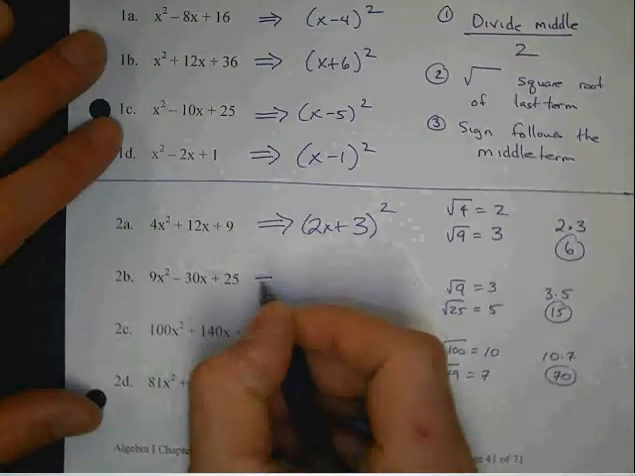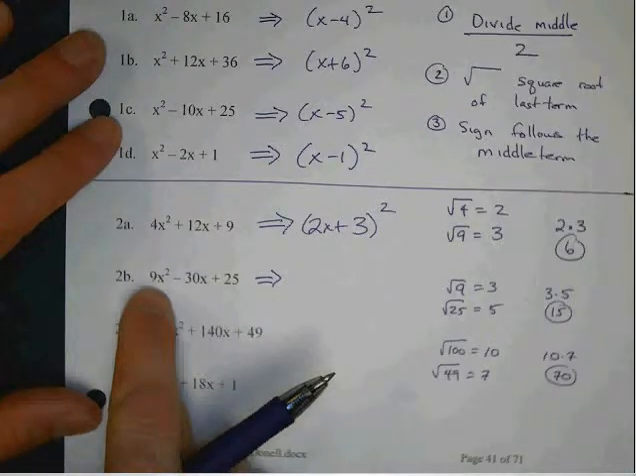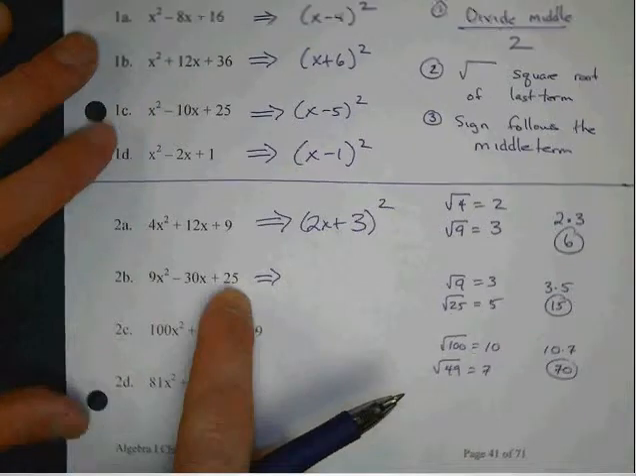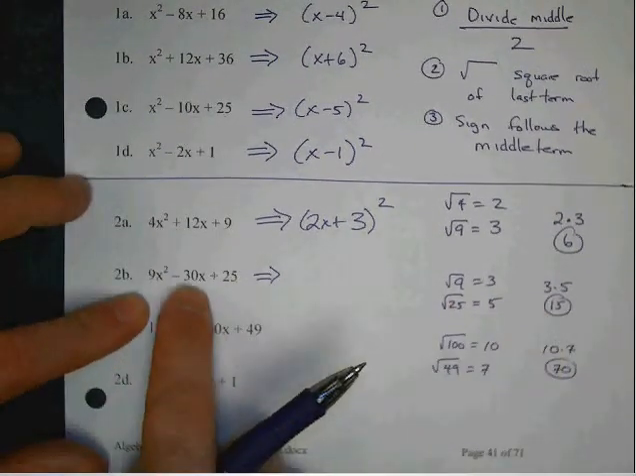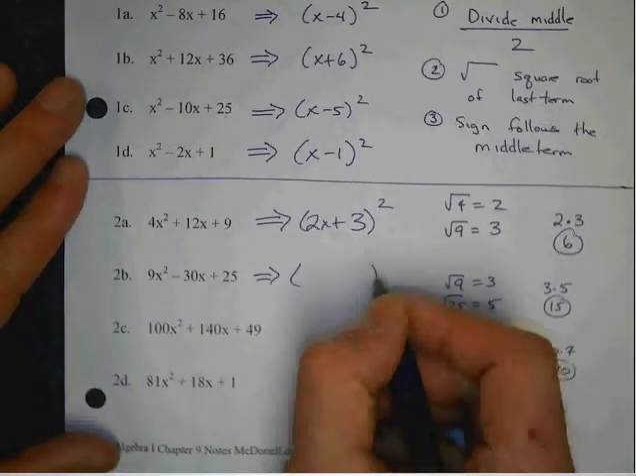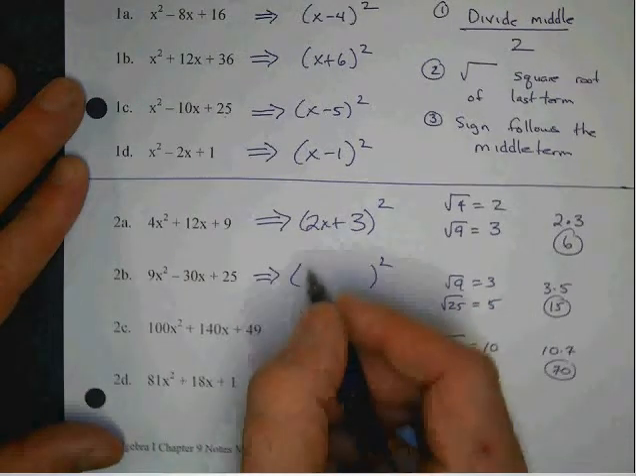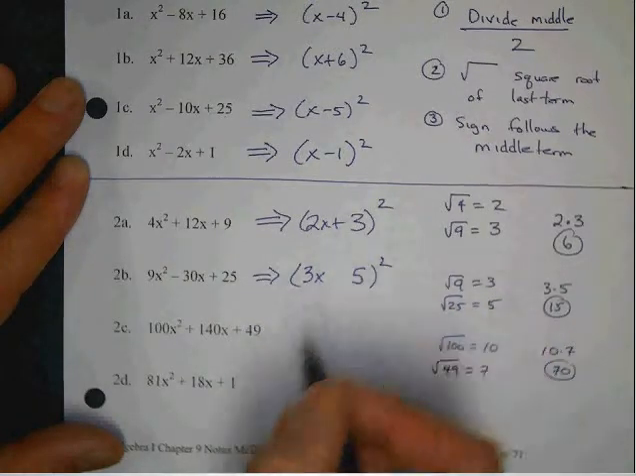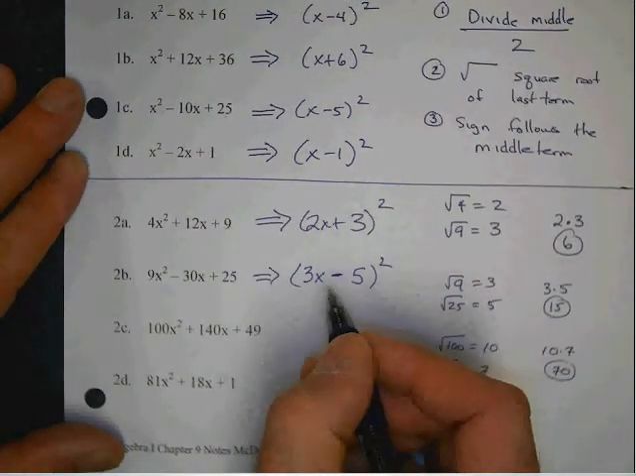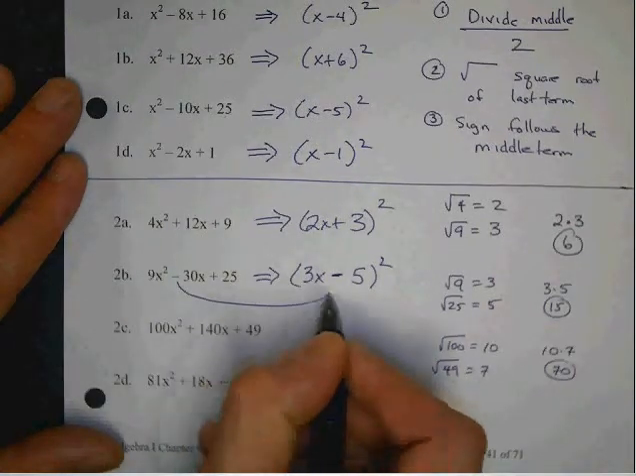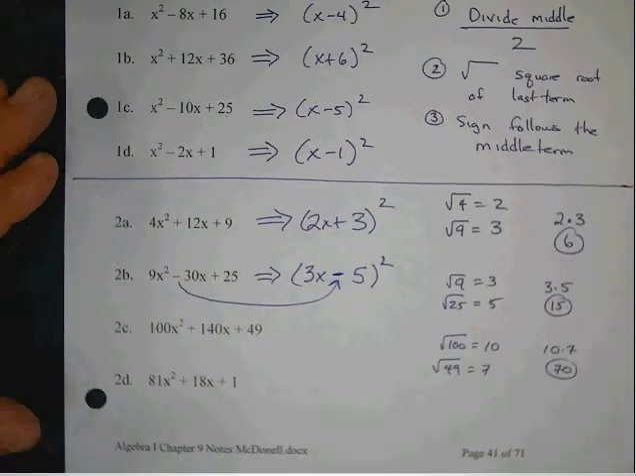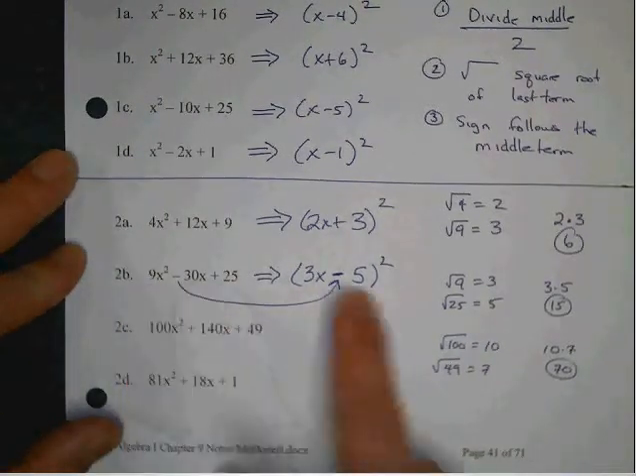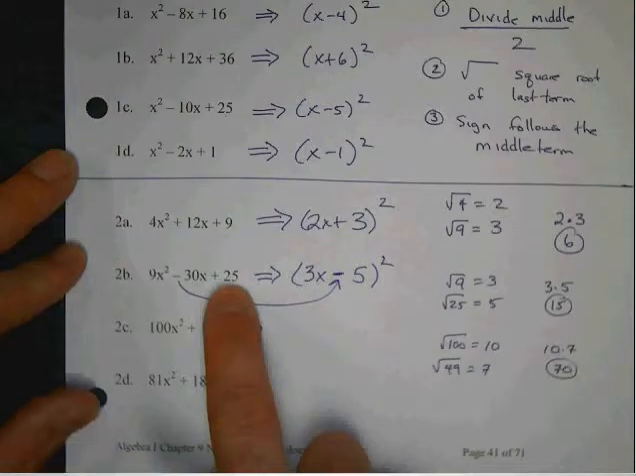But now, you can quickly look at this and say, hey, what's the square root of 9? 3. What's the square root of 25? 5. 3 times 5 is 15. Doubled is 30. Drew, give me my answer. 3x plus 5. Very close. Good. Why is it a minus? Because the 30 follows the sign of the middle. What do you get for 3x? Square root of 9. Where do I get the 5? Square root of 25.